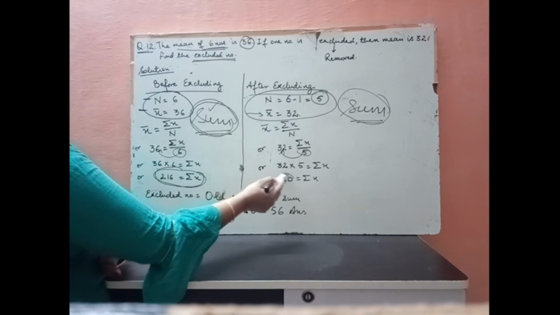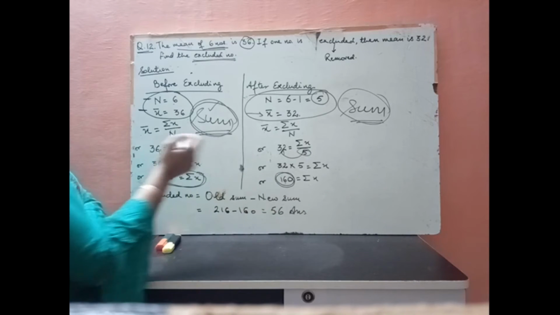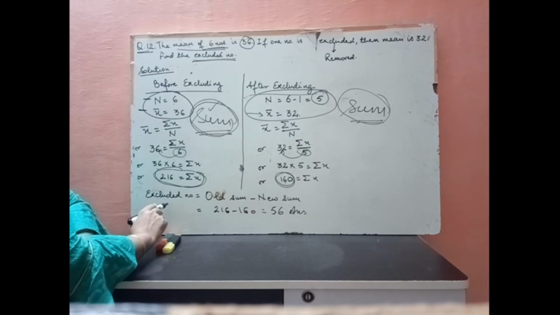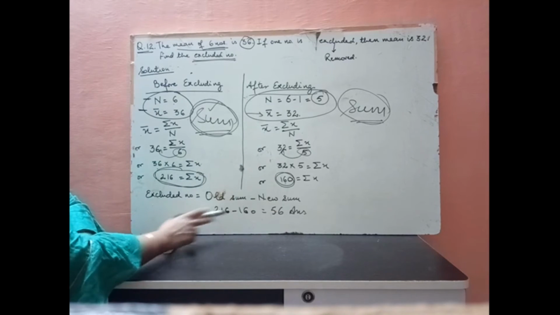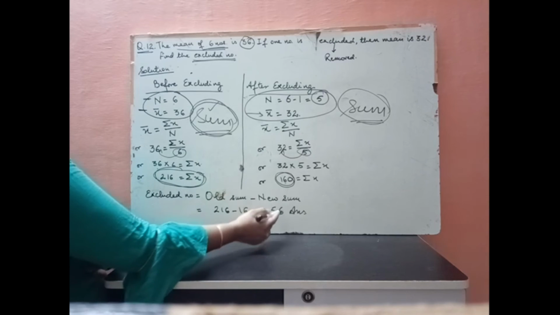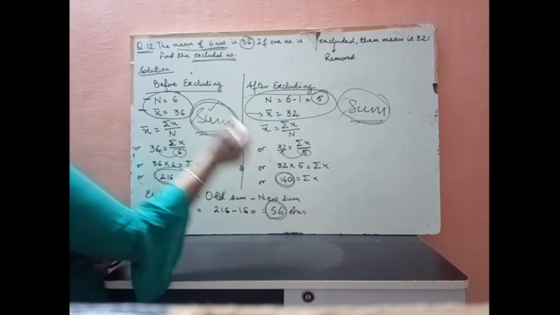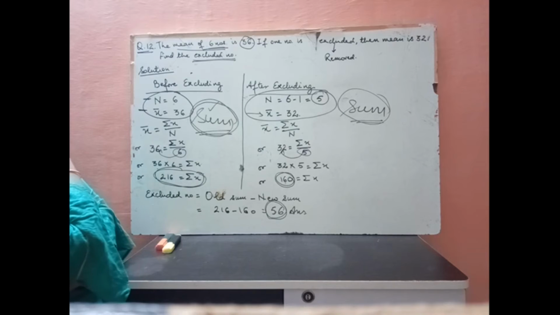Sum of 5 numbers is 160. Again, excluded number is equal to old sum minus new sum. That means 216 minus 160. The excluded number is 56. We will obtain it from here.